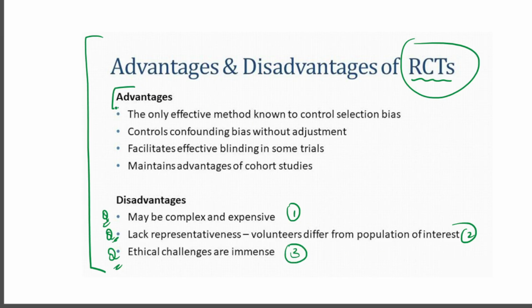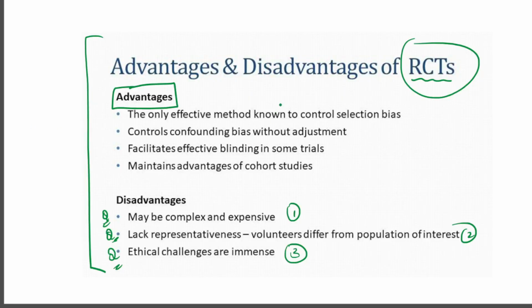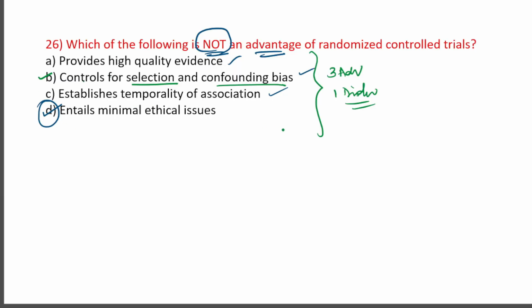Then let us see the advantages, what we have seen in our options. See option B, that it controls for selection and confounding bias. It has been mentioned over here. See the first point. The only effective method known to control the selection bias is RCT. The second point, it is controlling the confounding bias without any adjustment. So these 2 points have been mentioned as a single option in this question.